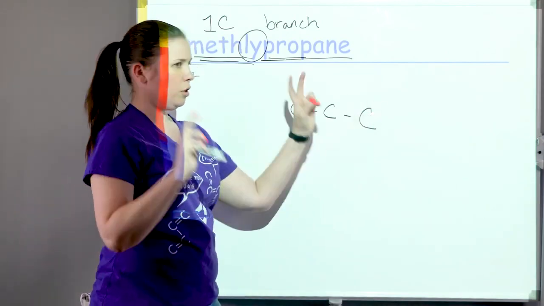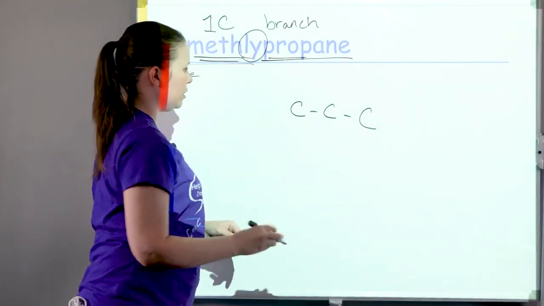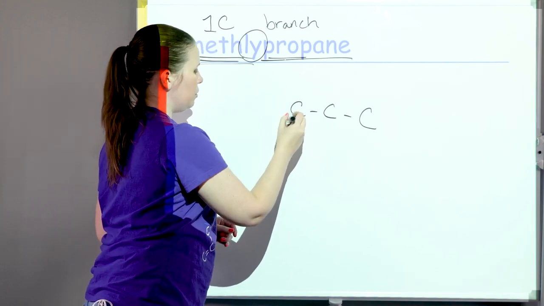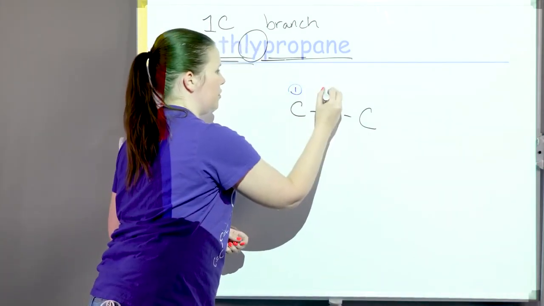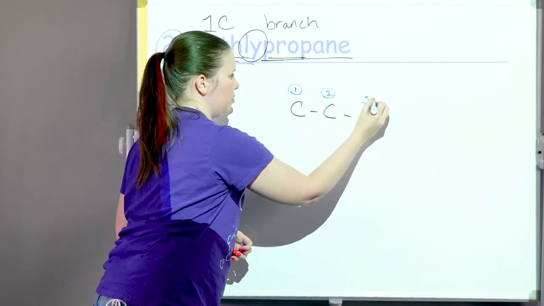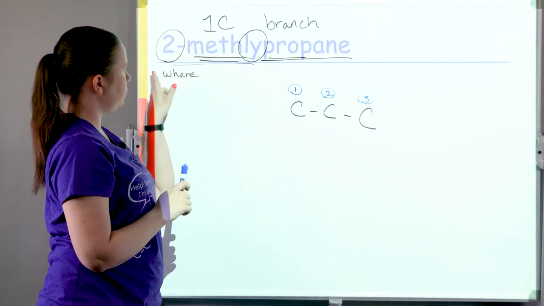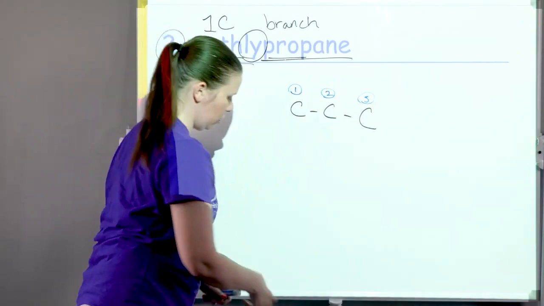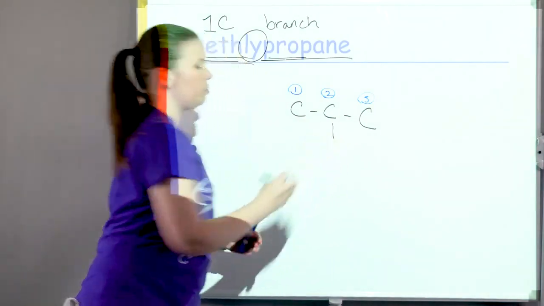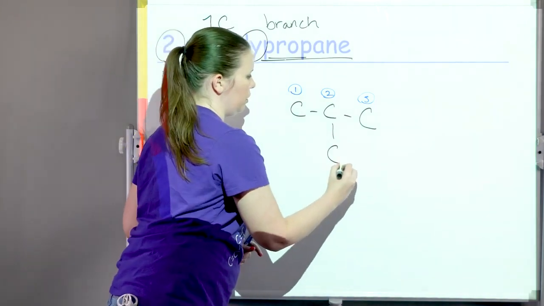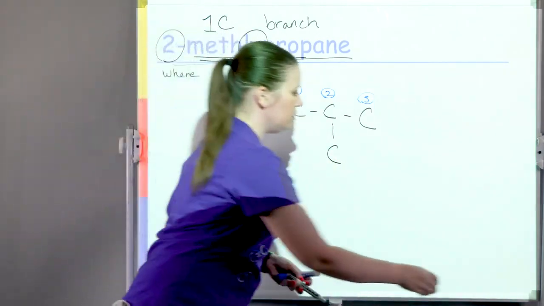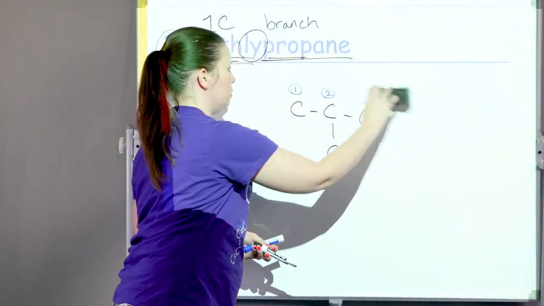So I've got my longest chain here, the chain of 3, my base molecule, and I would number these, actually let me use a different color for that. The first carbon, the second carbon, and the third carbon. So the branch that I want to include, I want to put on the second carbon. And the branch is a 1 carbon branch, meaning just like that. So let me get my numbering erased here.